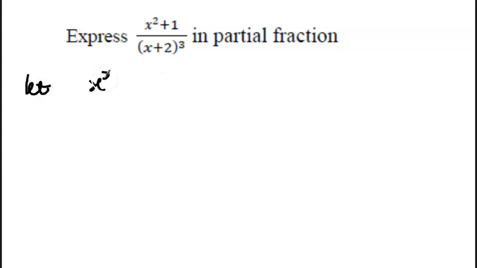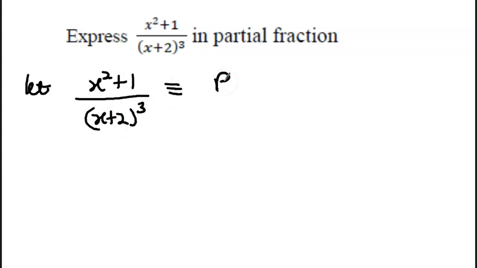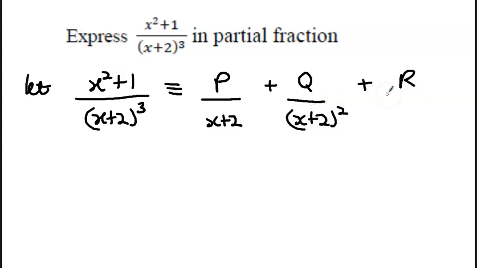Let (x squared plus 1) over (x plus 2) cubed be equivalent to the first constant p over (x plus 2), plus q over (x plus 2) squared, plus r over (x plus 2) cubed. So this is how we write the partial fraction decomposition for a repeated factor with power 3. Let me then find the constants p, q, and r.